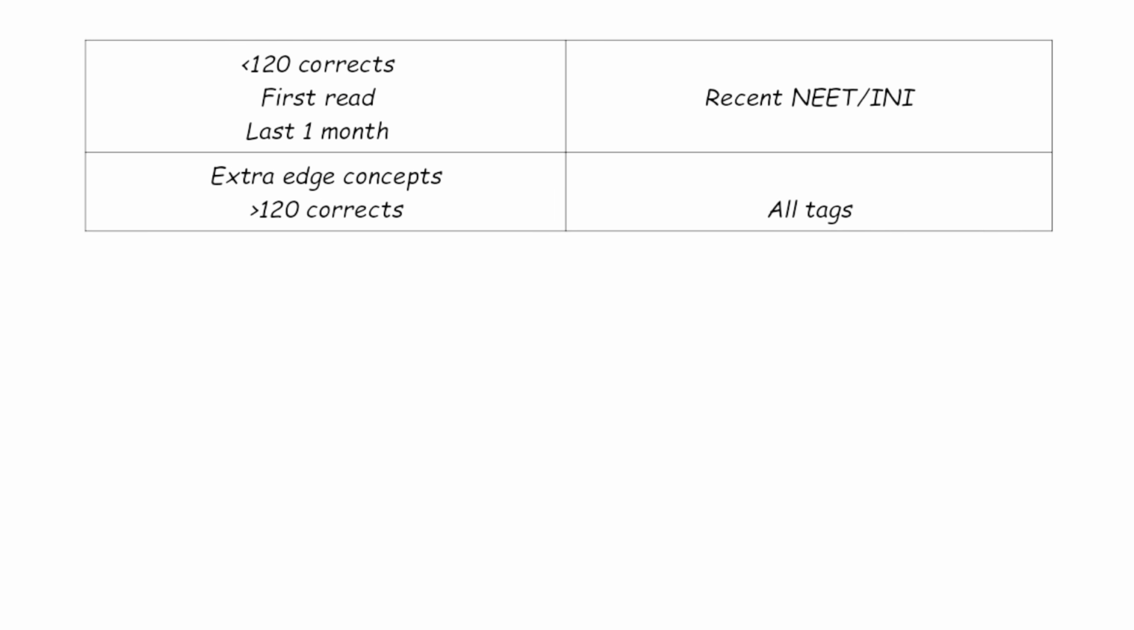So for the people who are getting more than 120 corrects and want to know about the extra edge concepts, you can use all the tags. That's not a problem. Whether the custom module is good or the subject and mini test is good for extra edge concepts, we can see that in the next video. These are some of the mistakes everybody does in the custom module. So just don't watch this video and go. Please do apply it in your day-to-day life and you can definitely see the improvements.